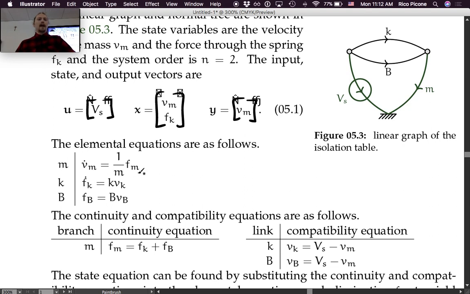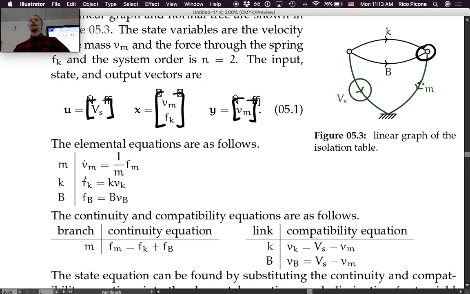So Vm dot equals 1 over m Fm, Fk dot equals k vk, Fb equals b vb. The usual elemental equations for a mass, a spring, and a damper. The continuity equations are those that need to be written for each of the passive branches of the normal tree. So there's only one. It needs to be cut once by a contour.